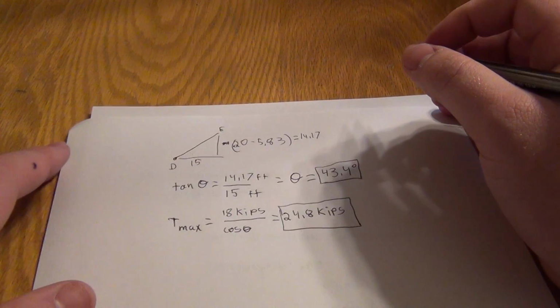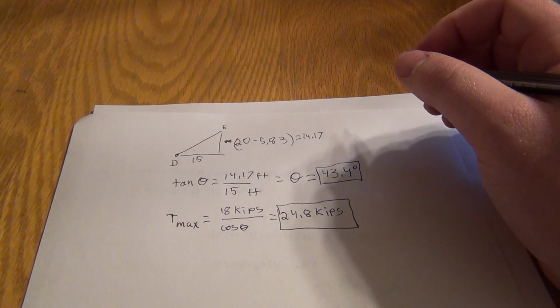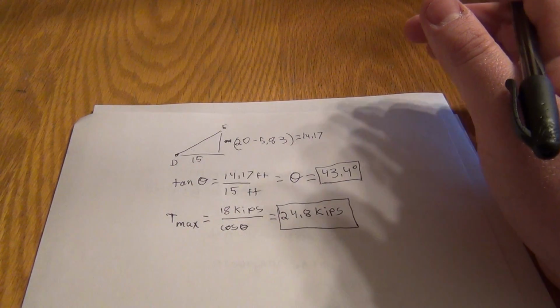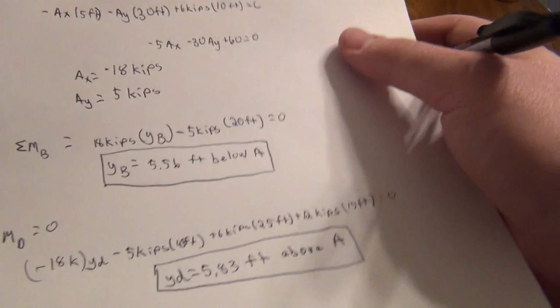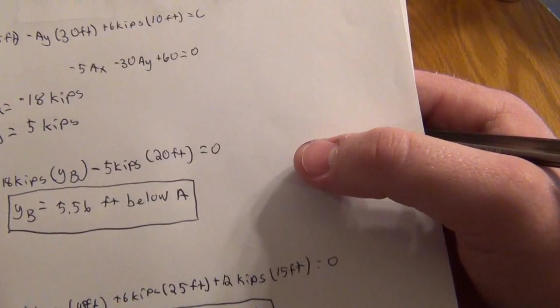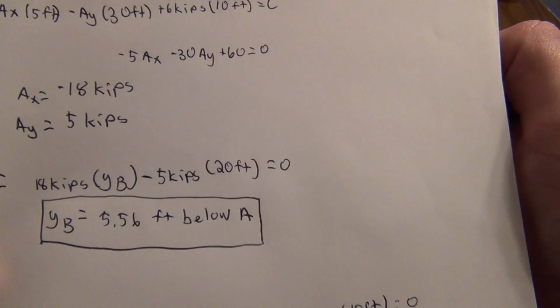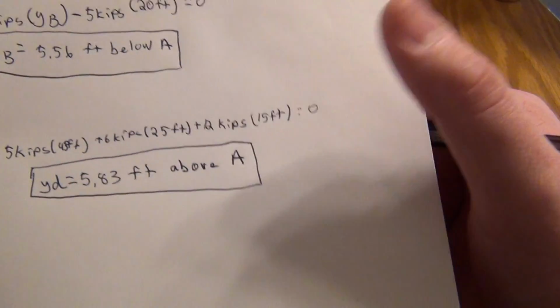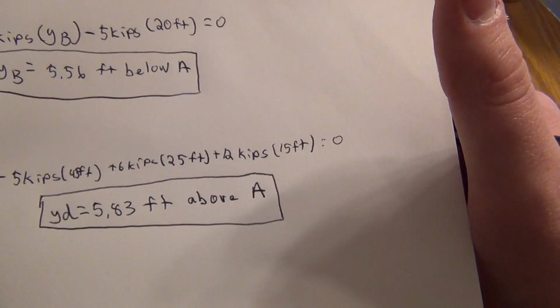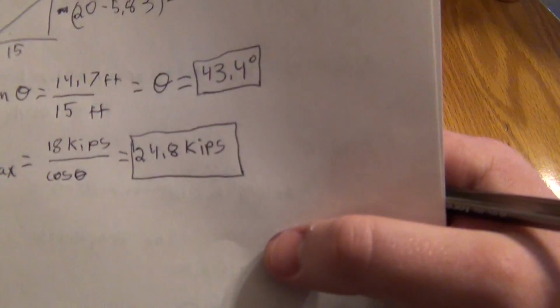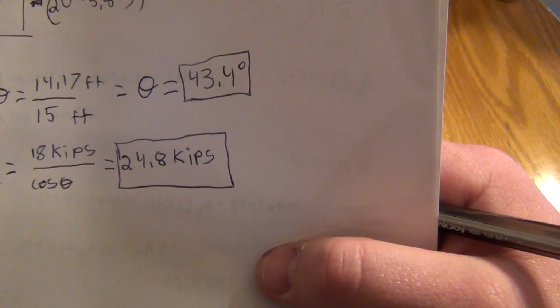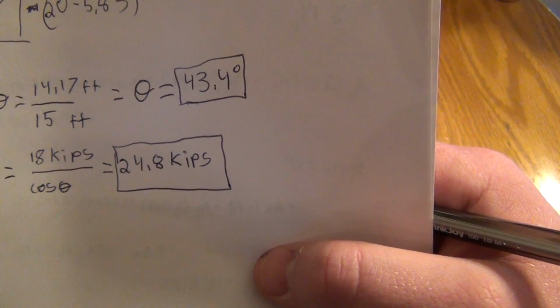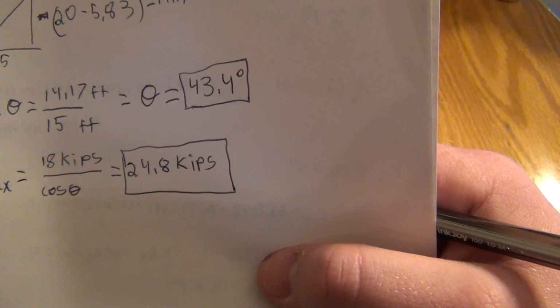So that is how we would do a distributed load cable. Just a basic example going through the process. Again, first answer, what is the elevation of point B? 5.56 feet below A. What is the elevation of D? 5.83 feet above A. Part B, what is the max slope? 43.4 degrees. What is the max tension? 24.8 kips.